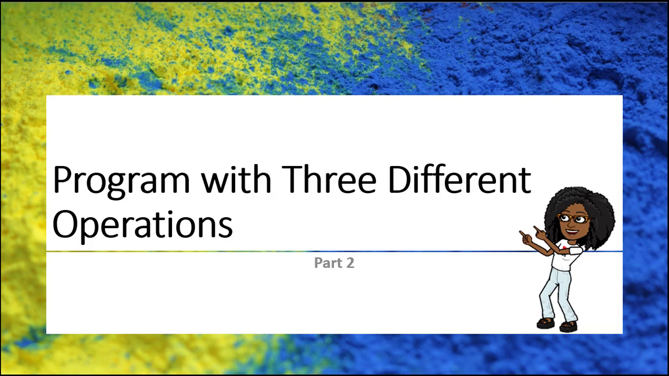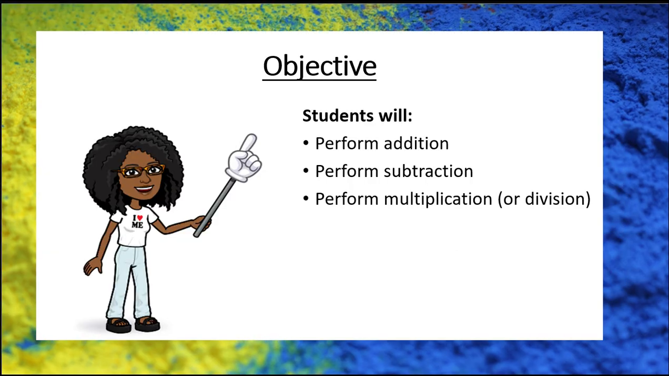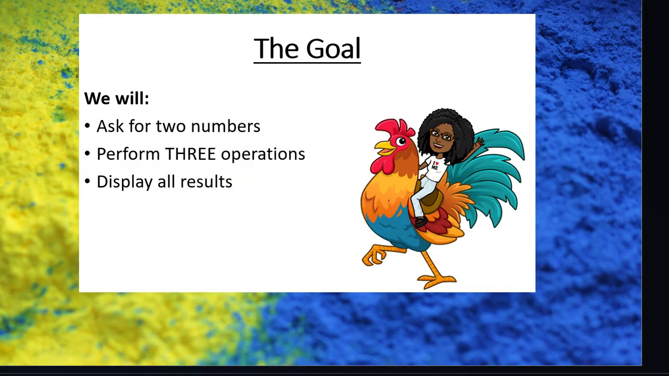Program with 3 different operations, part 2. Objective: students will perform addition, perform subtraction, and perform multiplication or division. The goal? We will ask for 2 numbers, perform 3 operations, and display the results.